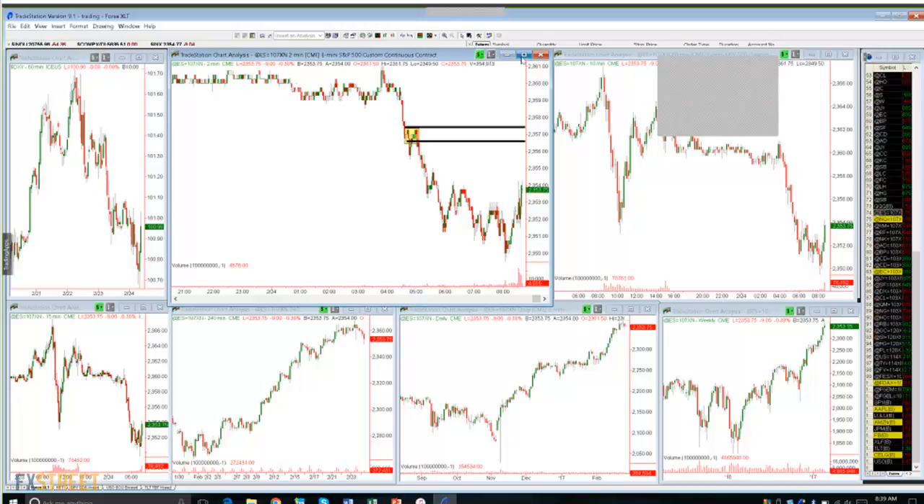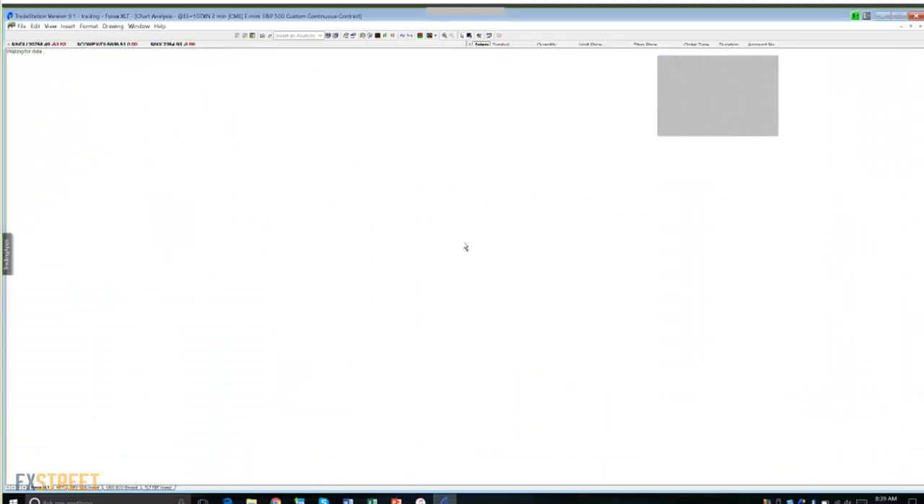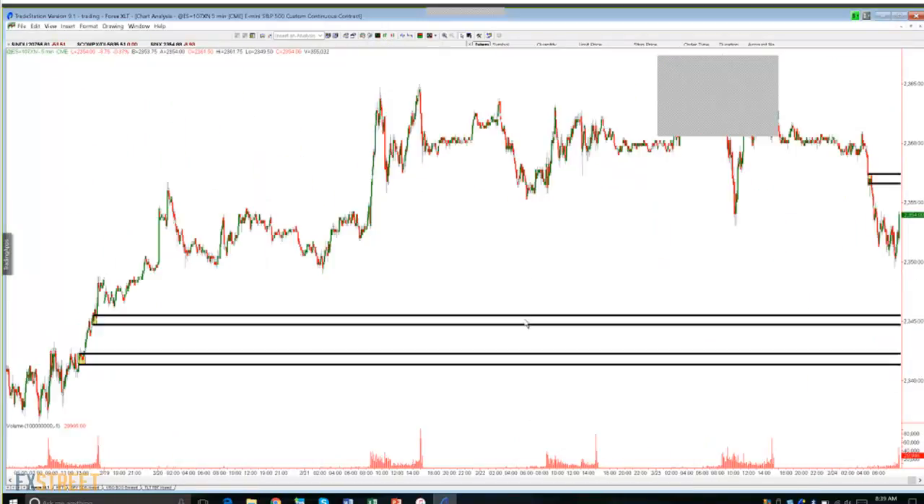And the nice thing about the supply zones coming up is that when we go to the larger time frames, we see that we don't have a whole lot of demand below. I mean, we do, but it's much lower. So for the first time in a few days, the equity index futures are offering us some nice turning points to the downside, supply zones and demand zones that are far apart from each other.